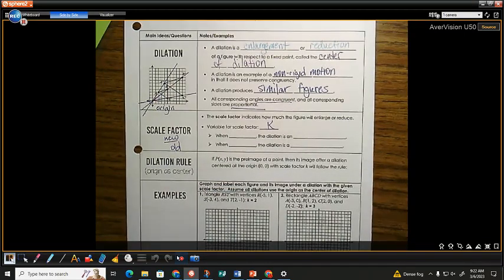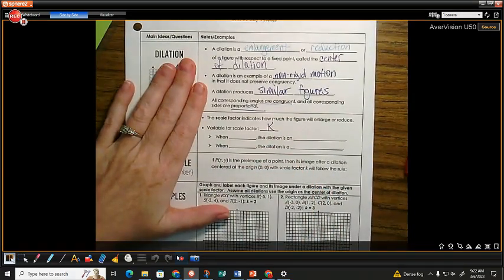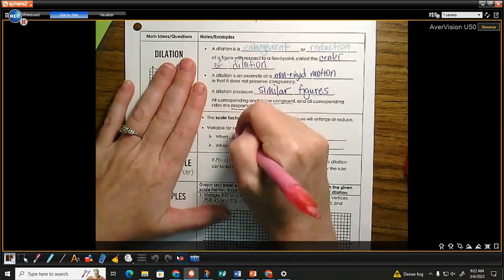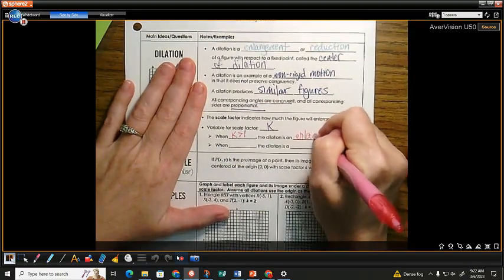Now, on day one, I told you how to tell if the shape is being enlarged or reduced. It has to do with this scale factor, and we wrote it down even. How do I tell just from my scale factor if it's an enlargement? The scale factor is over 1. So if K is greater than 1, it'll be an enlargement.